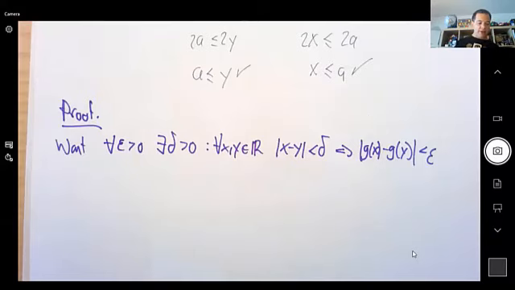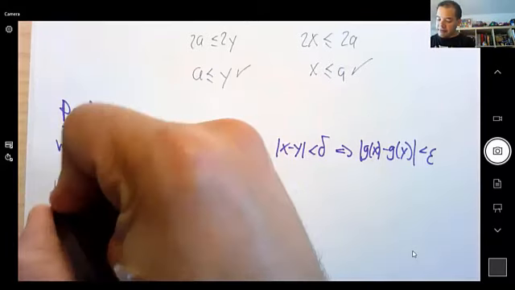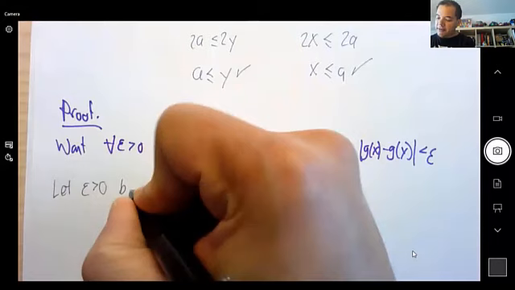So how do we start? Well, we start with an epsilon. So let epsilon greater than zero be arbitrary.